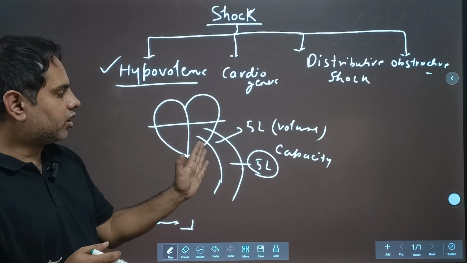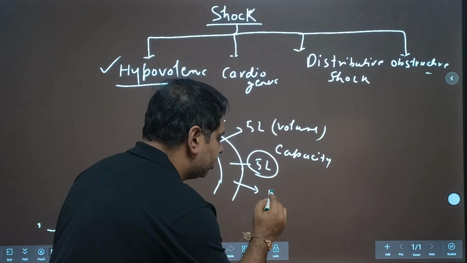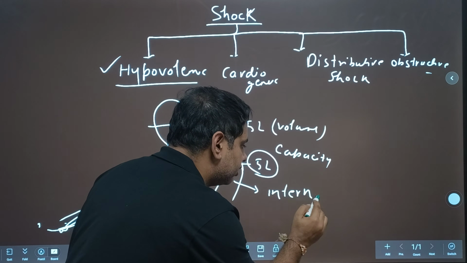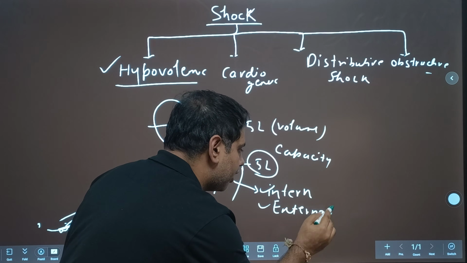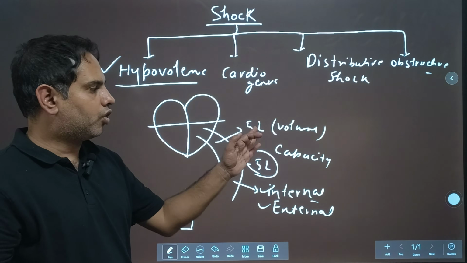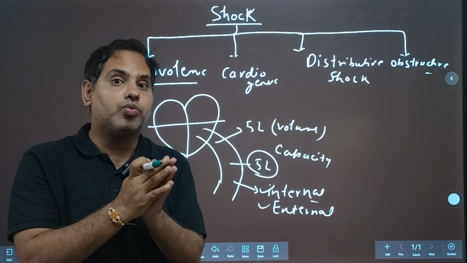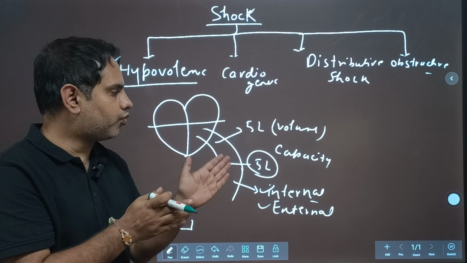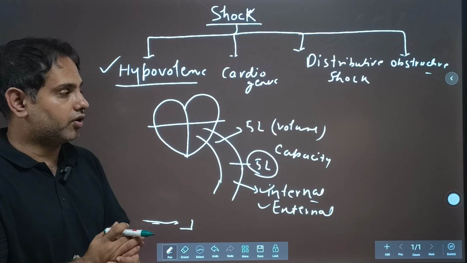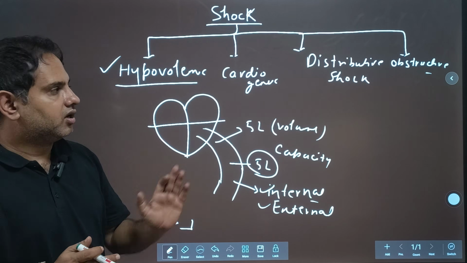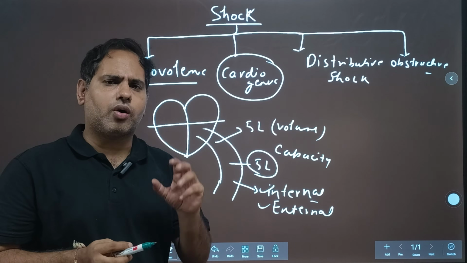So what is hypovolemic shock? In hypovolemic shock, there can be an internal injury or an external injury, and due to that, which one is going to reduce? Your capacity is 5 liters and will remain the same, but your volume is going to decrease, due to internal or external bleeding. That is hypovolemic shock.